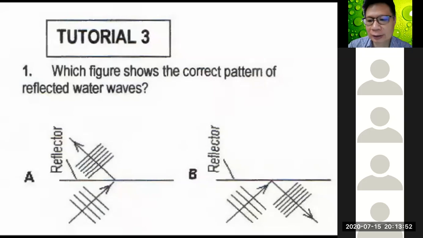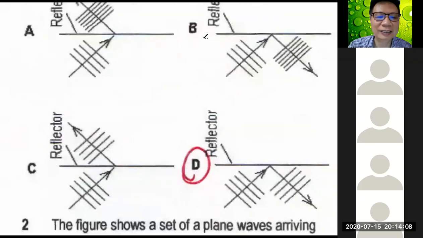Okay. Susin, come on, can you give the answer? Try. Number one, which one is the answer? I think D. Yes, correct. D is correct. Very good.